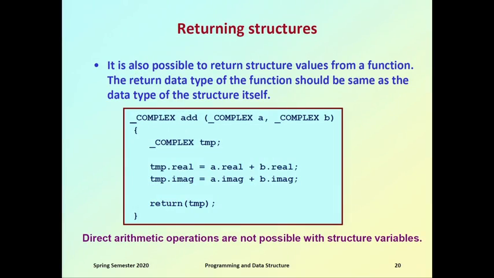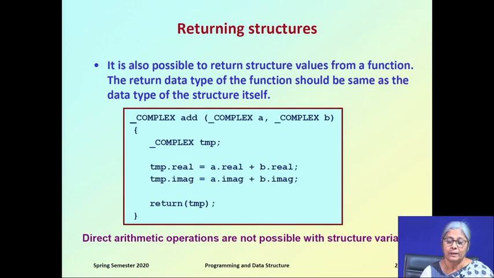So, now we have to return structures. That means, how we can get the updated or changed value from the function. So, returning structures. It is also possible to return structure values from a function. The return type of the function should be the same as the data type of the structure itself. If you remember, the return variable is of the same type as the function data type. Here also it is the same.